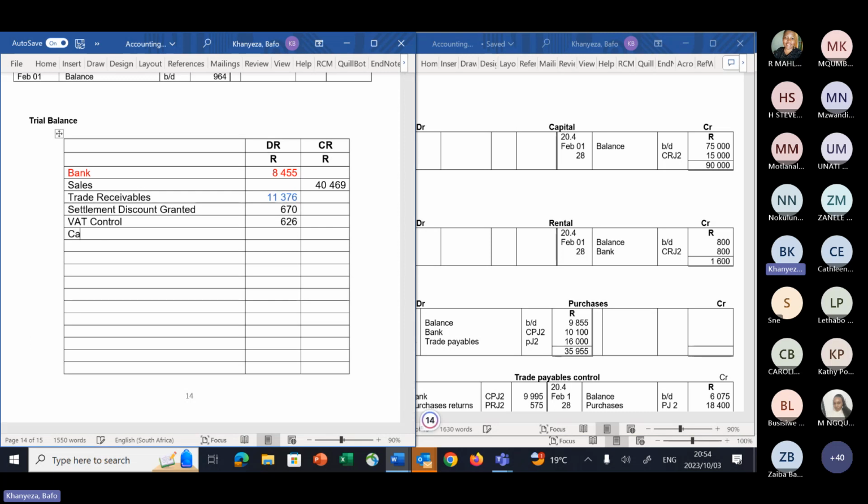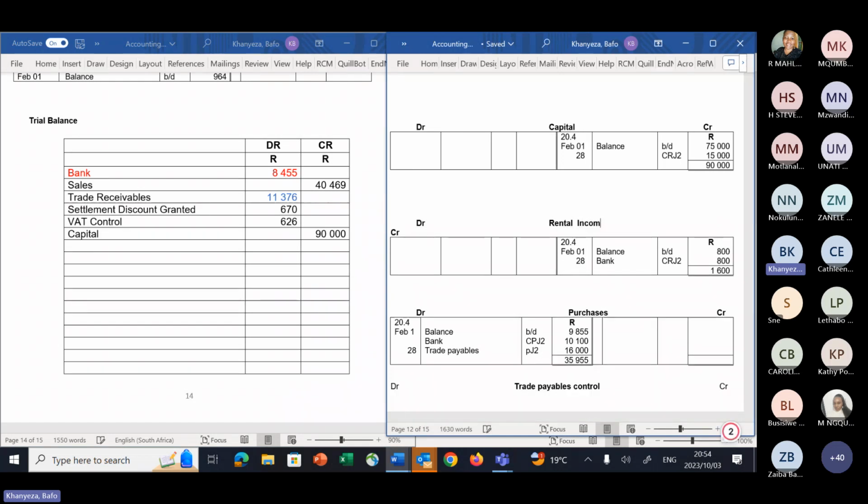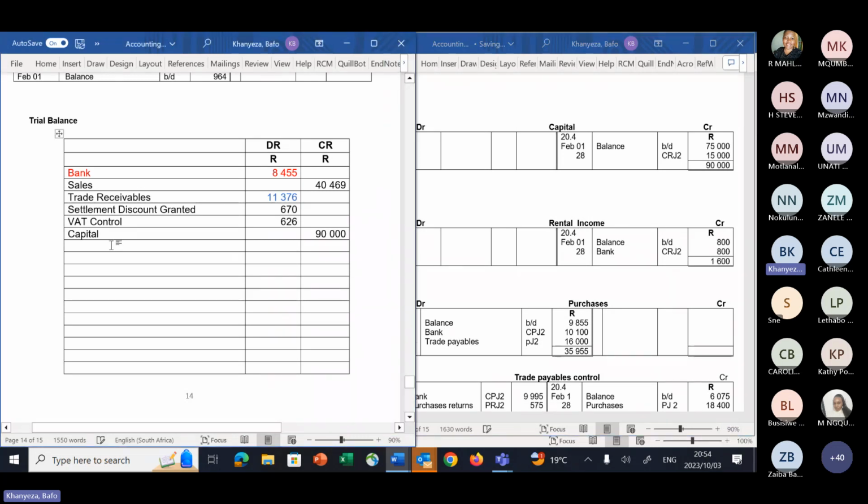And then take the last question, which is 90,000. Then rental. One student was saying, no, man, rental income. Maybe I should have written rental income. This is rental income. Thanks to the student who identified that.